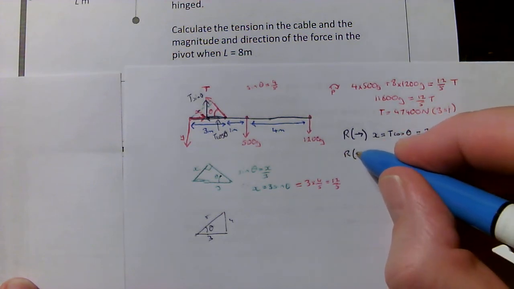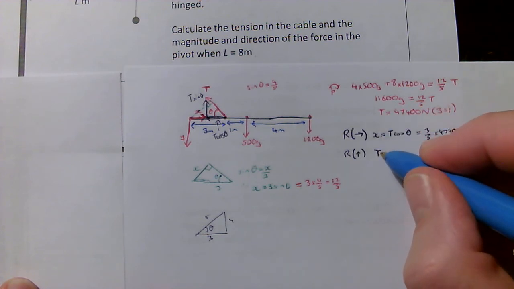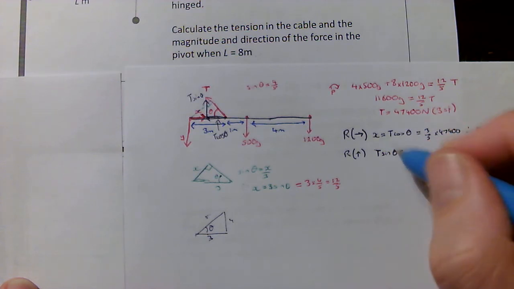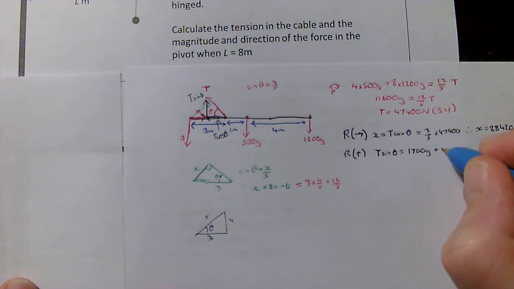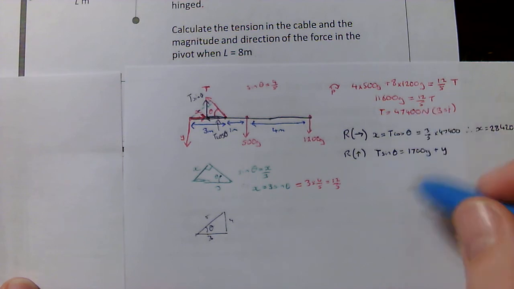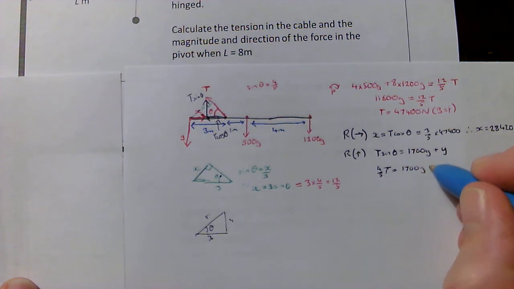Resolving vertically, my upward component is going to be T sine theta, which equals my downward component, 500 G plus 1200 G, which is 1700 G, plus Y. So here I've got sine theta, we already know is 4/5, so 4/5 T equals 1700 G plus Y. So 0.8 times my original tension minus 1700 times 9.8 gives me an answer of 21,230.